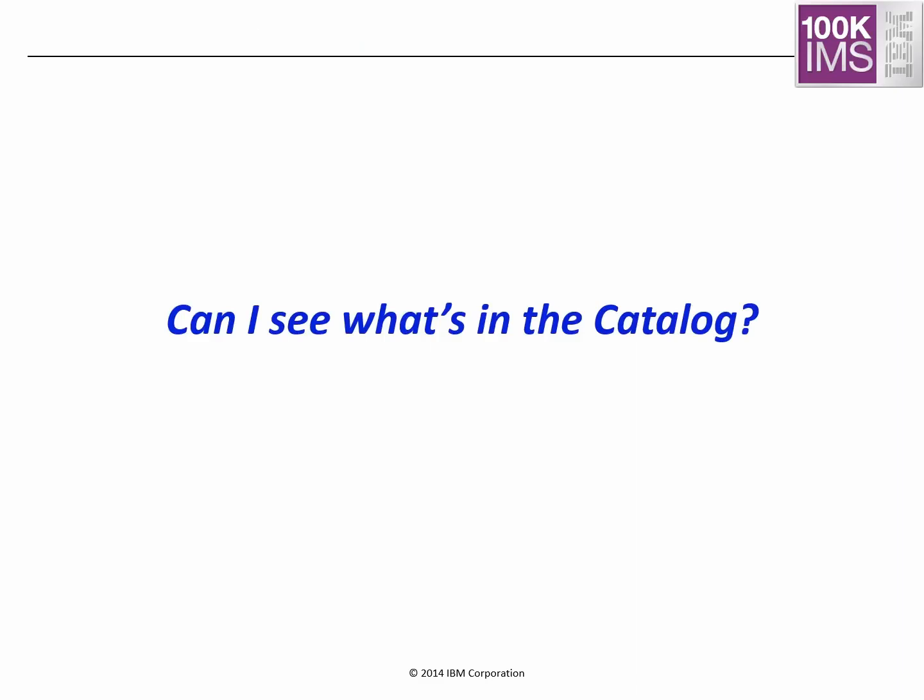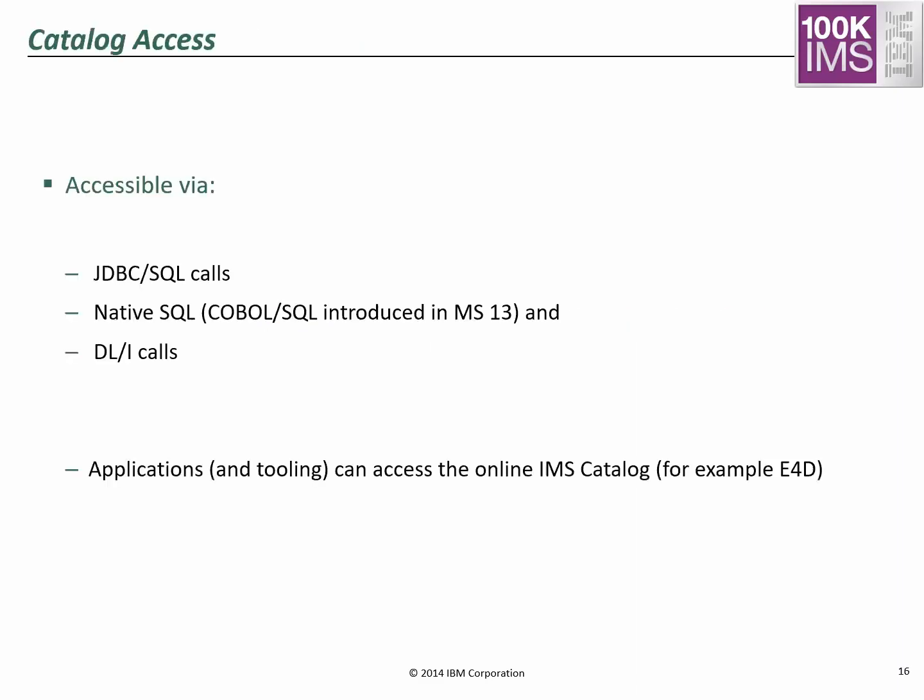Then the other question we get from folks once they've implemented the catalog is, well, can I see what's in the catalog? And if so, how can I do that? Well, remember what I said earlier. The IMS catalog is a database, right? In any IMS database, how do you access that data? How do you look at that data? Well, you can issue DLI calls.